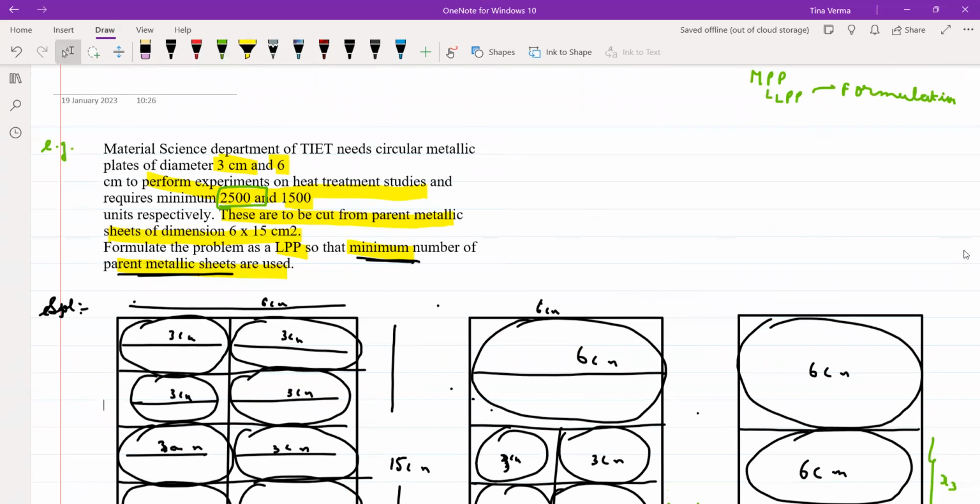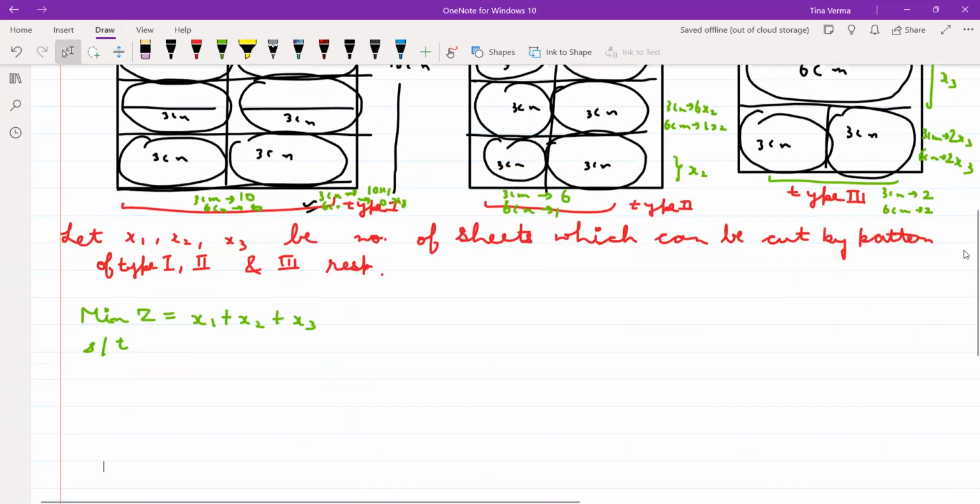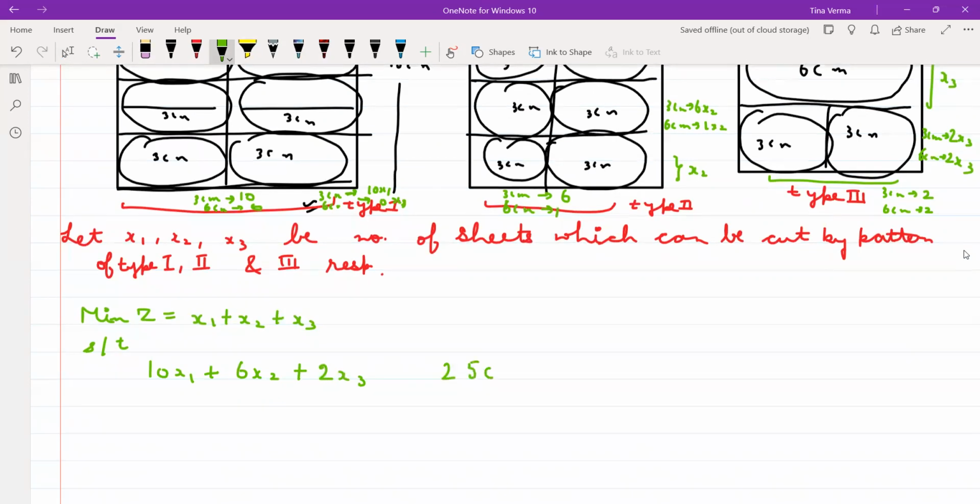So what it is saying कि आपको 3 सेंटीमीटर की टोटल मिनिमम कितनी प्लेट्स चाहिए? 2500. पहले पैटर्न में से आपने कितनी प्लेट्स निकाली 3 सेंटीमीटर की? 10x1. दूसरे पैटर्न में से कितनी निकाली? 6x2. And from the third pattern, how many sheets you have taken? And the requirement is the same for the 6 centimeter. 6 सेंटीमीटर की पहले पैटर्न से शीट्स कितनी निकाली? 0x1 plus 1x2 plus 2x3, and the requirement is 1500.